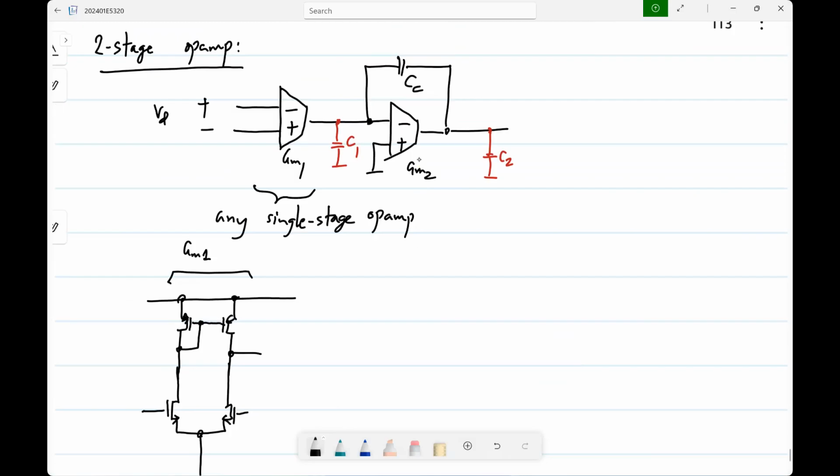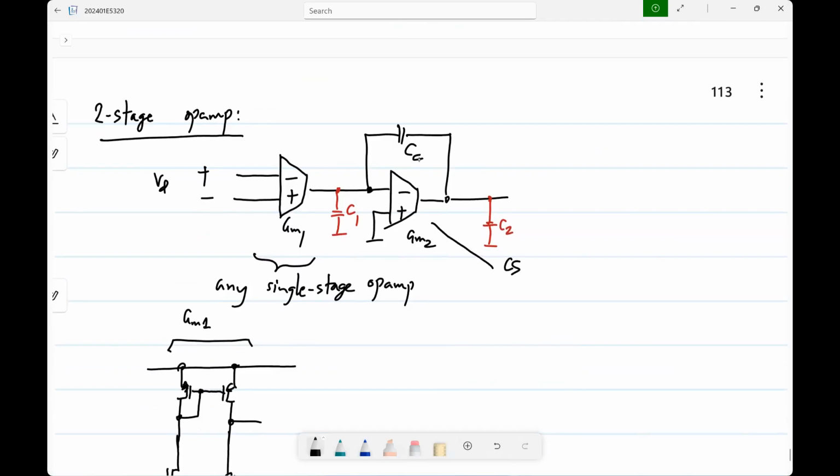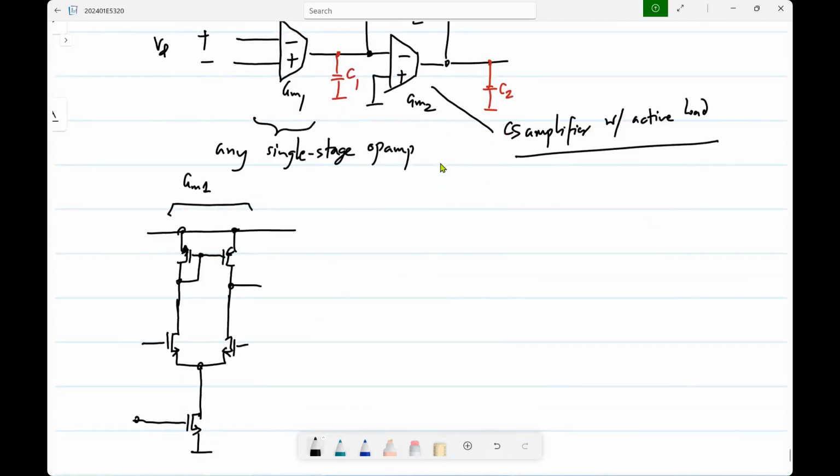What would you use for GM2? What should you use for GM2? So it has a single-ended input and a single-ended output. So what should I use for GM2? And of course, I still want to get high gain from that if possible. So I would use a common source amplifier with active load, right? So this would be okay. Now I could use NMOS common source amplifier or a PMOS common source amplifier.